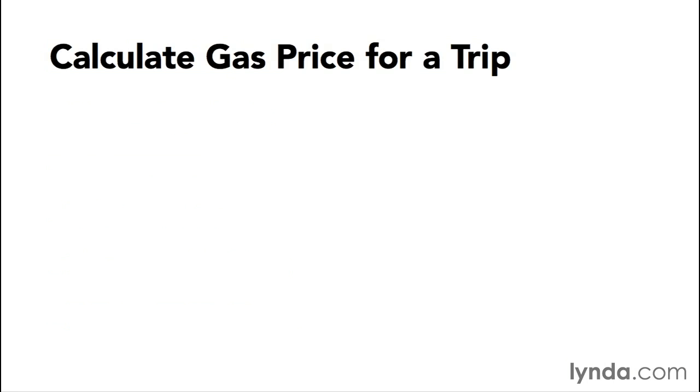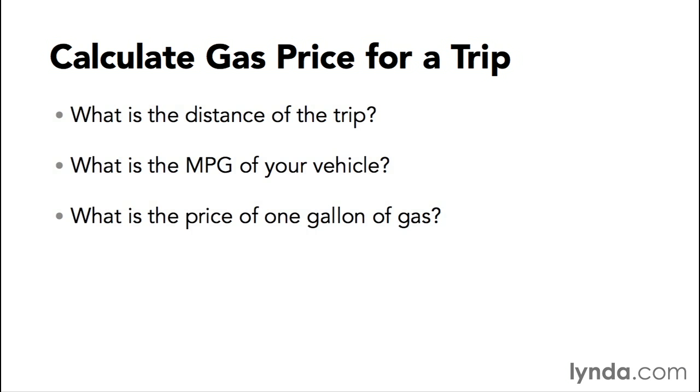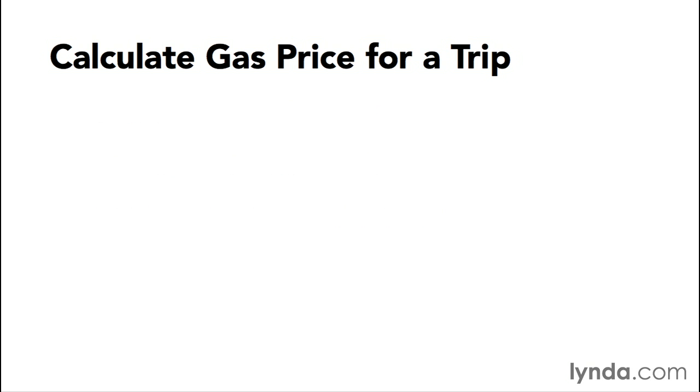We want to write a program that will help us to determine how much gas we need to go from Philadelphia to Boston and how much it will cost. We need to know the distance of the trip. We need to know what is the miles per gallon of your vehicle and the current price of gasoline. Now that we have described our problem, let's figure out our algorithm for the solution.